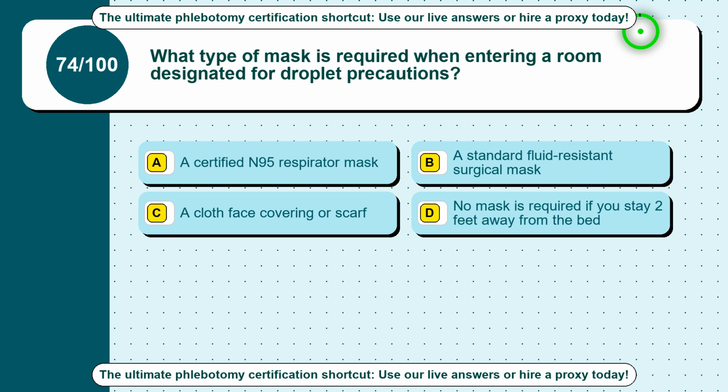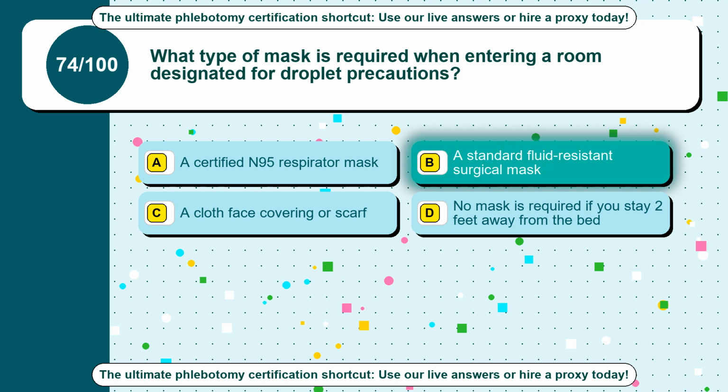Question 74. What type of mask is required when entering a room designated for droplet precautions? Option A, certified N95 respirator mask. Option B, a standard fluid-resistant surgical mask. Option C, a cloth face covering or scarf. Option D, no mask is required if you stay 2 feet away from the bed.